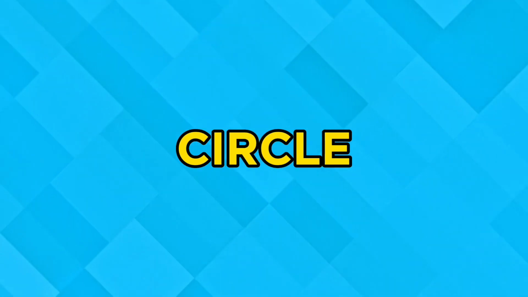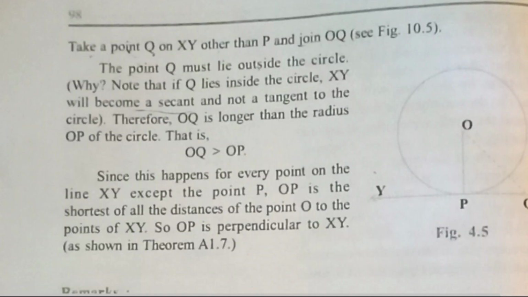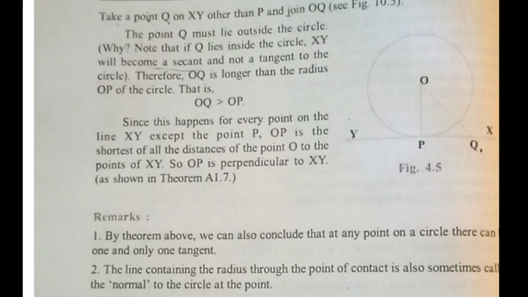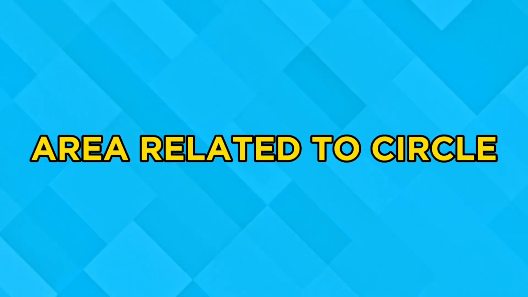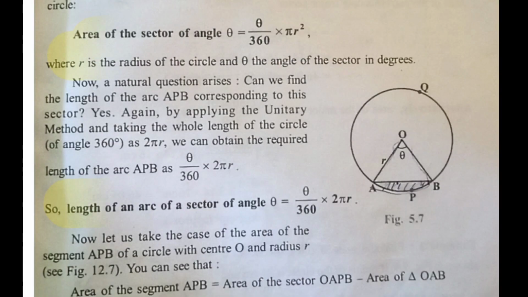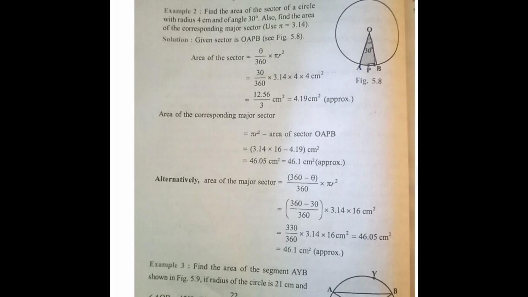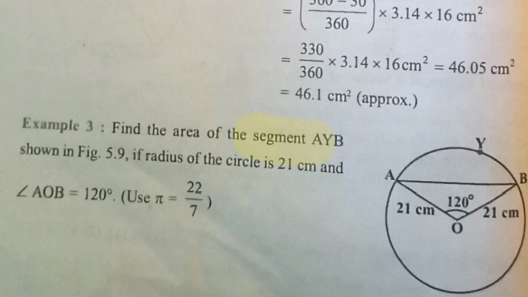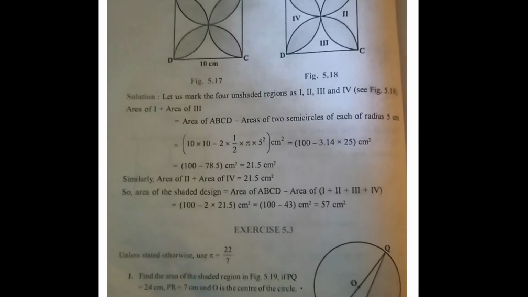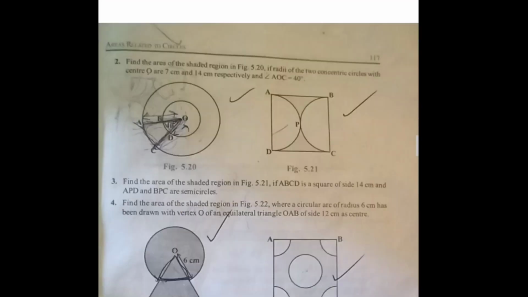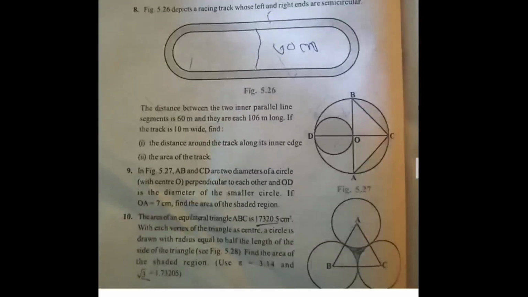The next is the circles lesson. From this chapter you study only the 4.1 and 4.2 theorems, which will come for 3 marks. Then in areas related to circles, from this chapter you will be asked to find the minor sector, length of the arc, major sector, minor segment, major segment. And the next type of question that may come from this chapter is they will ask you to find the area of the shaded region.